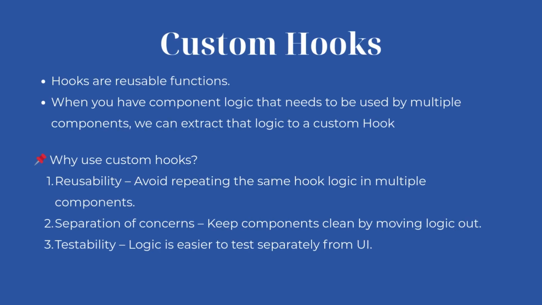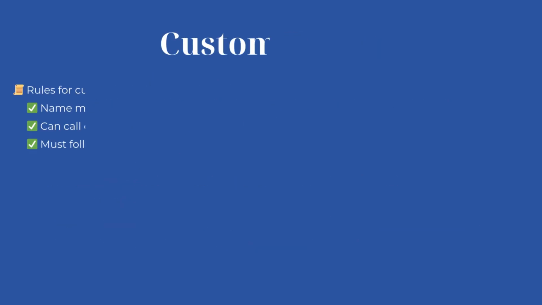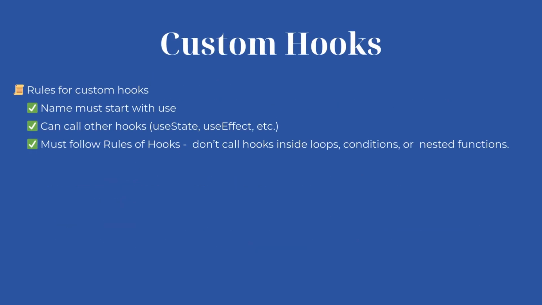Custom hooks are functions that let you extract reusable logic from components while still taking advantage of React's built-in hooks like useState, useEffect, etc. There are some advantages of custom hooks like reusability, separation of concerns, and testability. There are some rules for custom hooks as well: the name must start with use, they can call other hooks like useState, useEffect, etc.